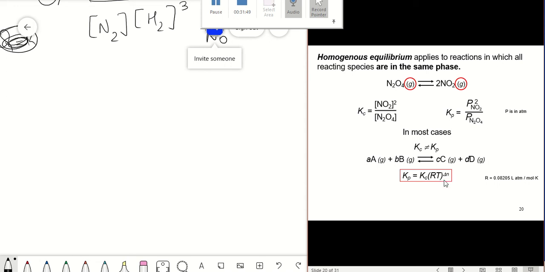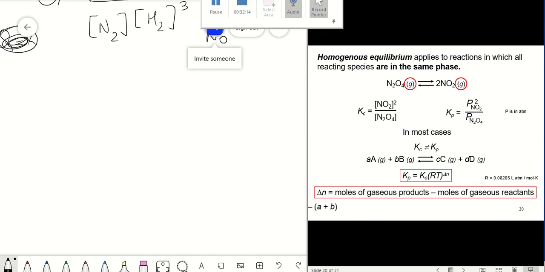So RT is in parentheses, or the value of R times T is raised to the power of N. R is a constant term. Temperature is again a constant, at a given temperature we are talking about. So both of these are constant. What's changing here is the delta N. What is delta N? Delta N is essentially the difference in the number of moles of product minus the number of moles of reactants.